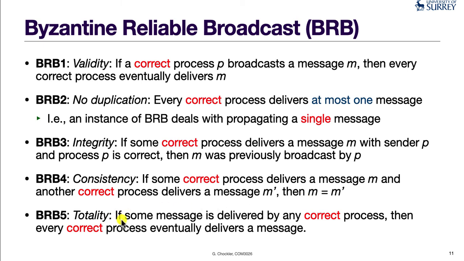As we discussed before, the totality property is useful in case we want to take some action based on a message being received. All correct processes want to execute something in case they receive a message, and for that reason, in order to be coordinated, they need to be sure that all other correct processes will also deliver this message.